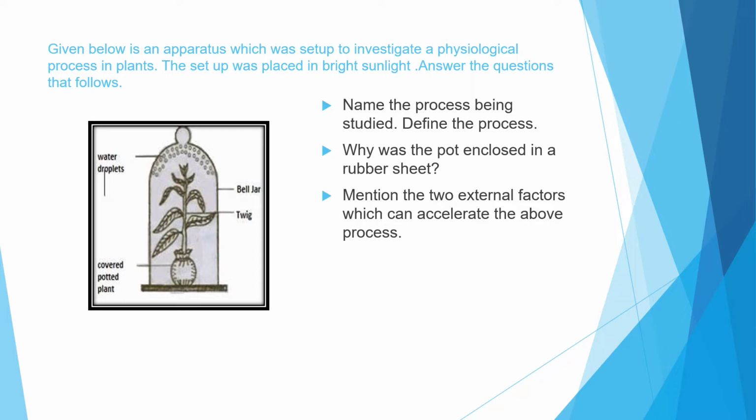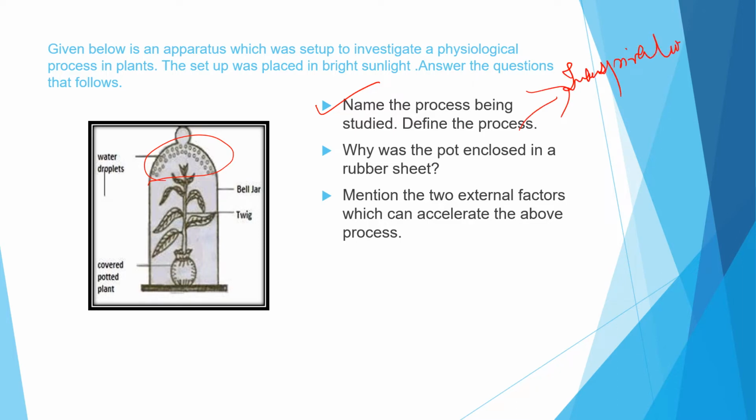Now here we can see there is a given apparatus below, which is a setup to investigate a physiological process in plants. The setup was placed in bright sunlight, and answer the questions given below. Name the process which is being studied. We are seeing the release of water vapor by a plant, and this happens only due to transpiration. So the process is transpiration.